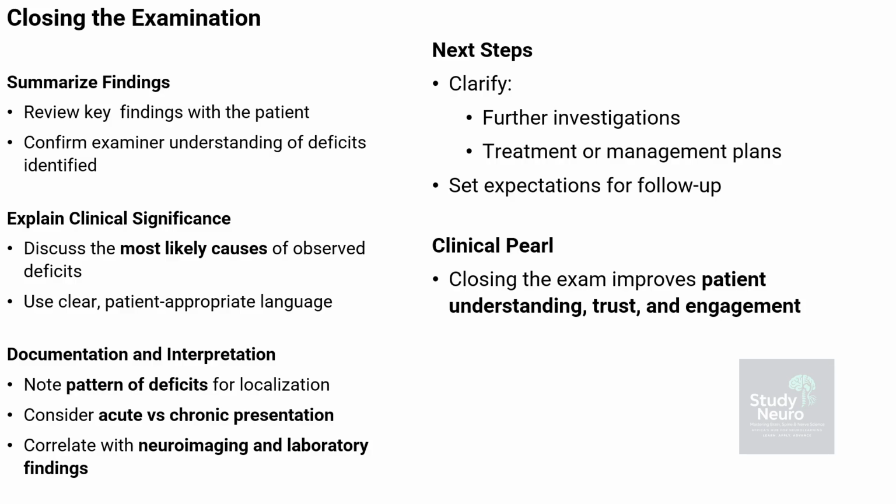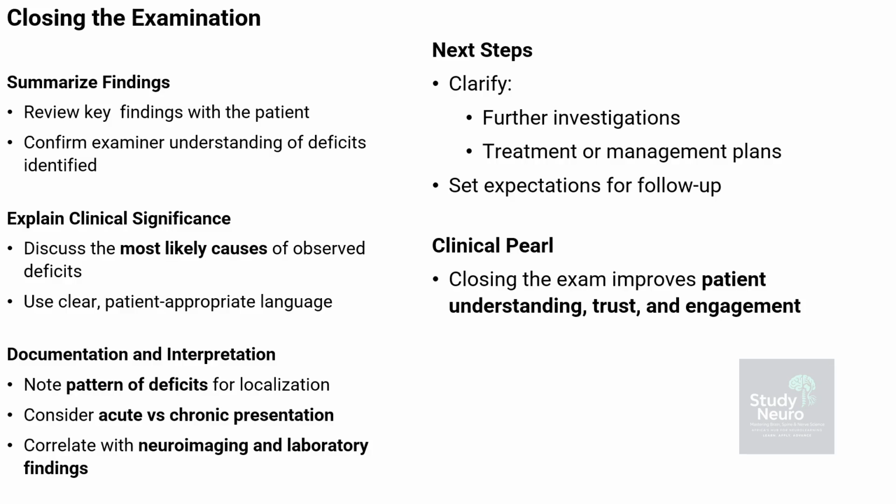As you conclude the examination, it is important to bring everything together in a clear and reassuring way. Begin by briefly summarizing the key findings for the patient, confirming both your own understanding and helping the patient recognize any difficulties that were identified during the assessment. Next, explain the clinical significance of these findings. Discuss the most likely causes of the observed deficits using simple, patient-appropriate language rather than technical terms. This helps the patient understand what the results mean without causing unnecessary anxiety.